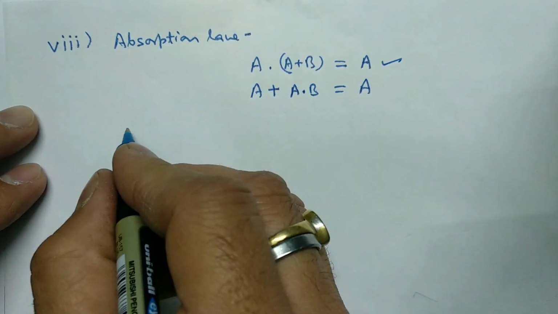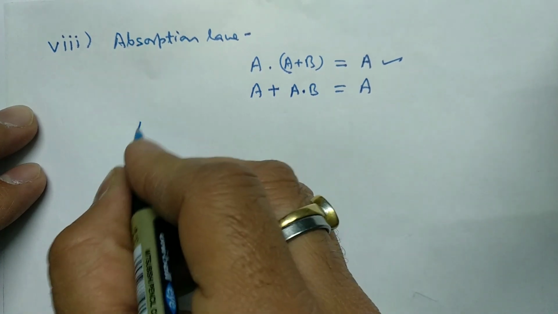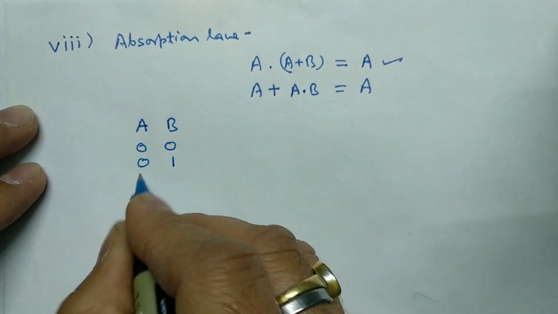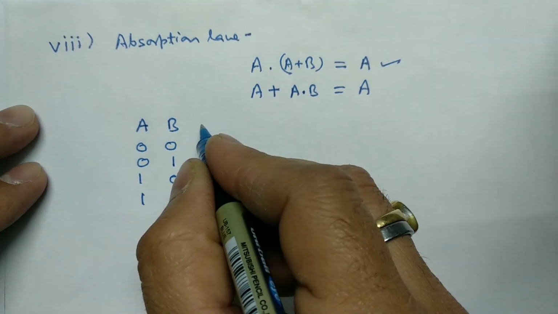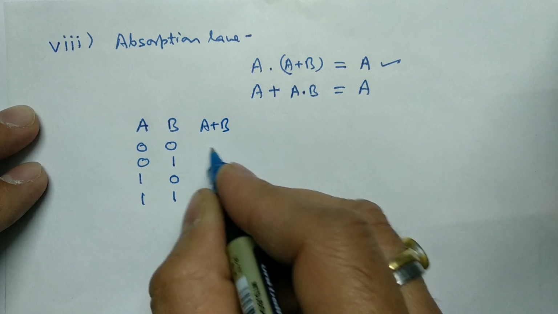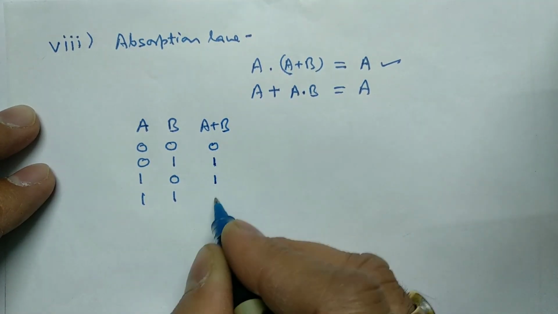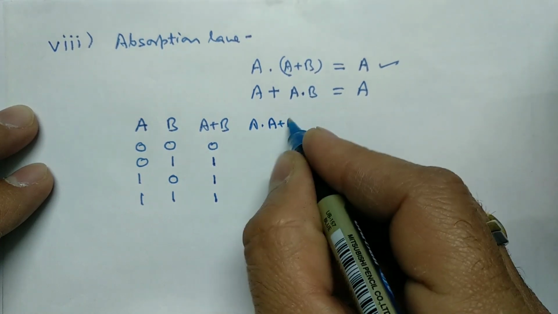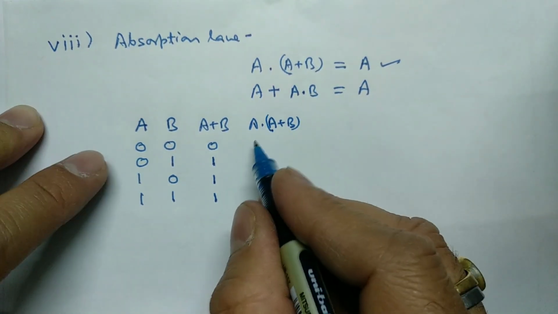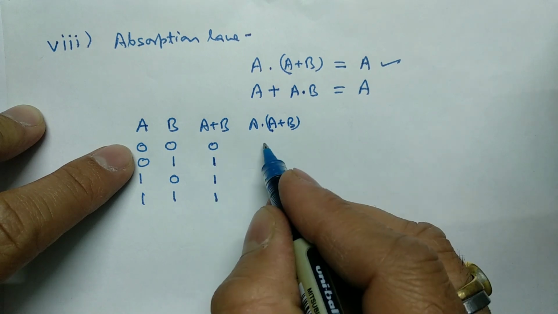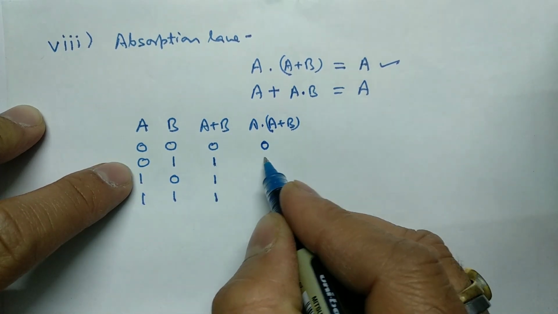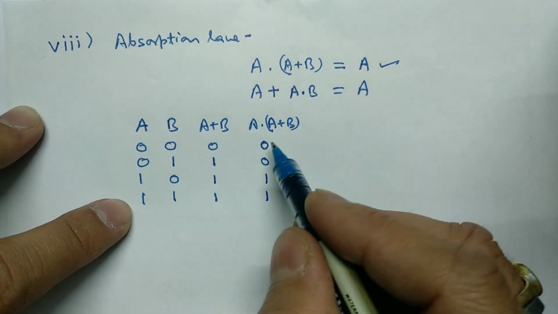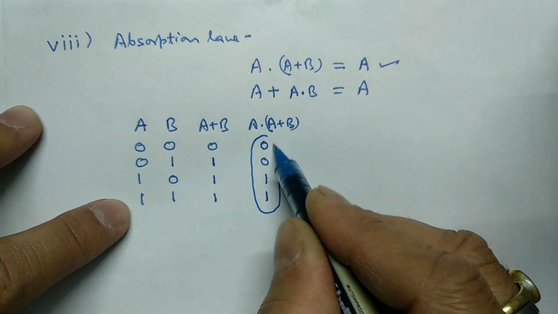Let's verify the first rule using a truth table. A, B: 0 0, 0 1, 1 0, 1 1. A or B is 0, 1, 1, 1. This is the OR rule. A and (A or B) is the left hand side term. 0 and 0 is 0, 0 and 1 is 0, 1 and 1 is 1, 1 and 1 is 1. So the left hand side term is 0, 0, 1, 1.